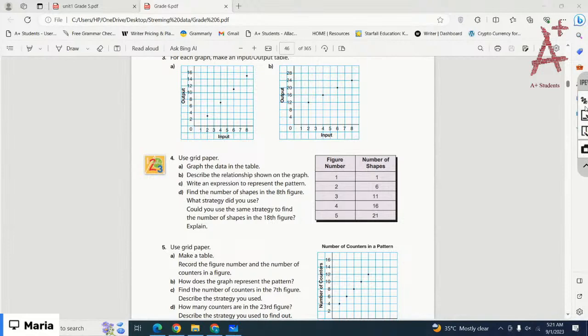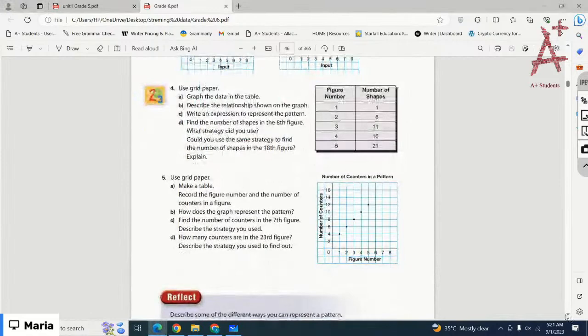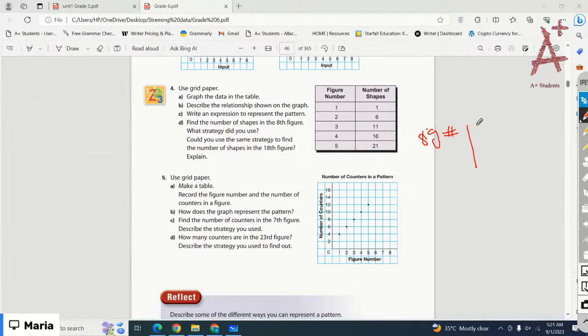Okay, let's just look at question number 5. Use grid paper, make a table, represent the figure. Let's just make a table first, right? Figure number and counters. Figure number 1 and 4. 2, 6. 3, 8. 4, 10, and 5 would be 12.